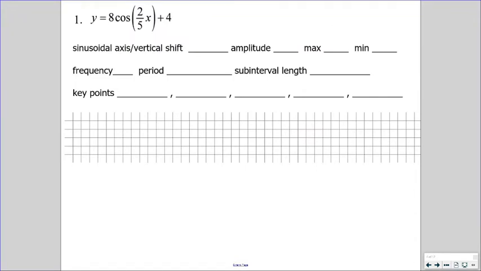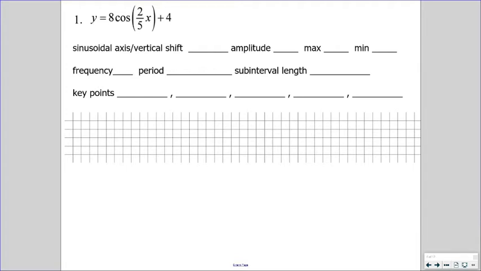Okay, so on the next page, we've got a couple of examples without phase shifts, and then we'll get into 3 and 4 that do, and then you'll do the homework problems the same way. So number 1, we've got 8 times the cosine of 2/5 x plus 4. We're just going to fill out this table, and then we will graph the curve.